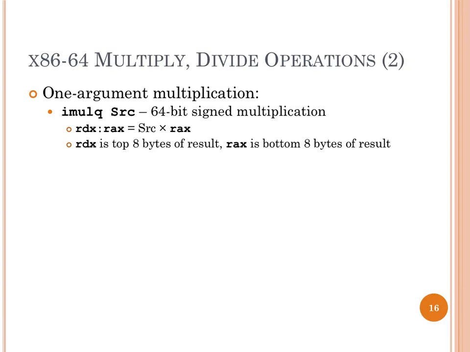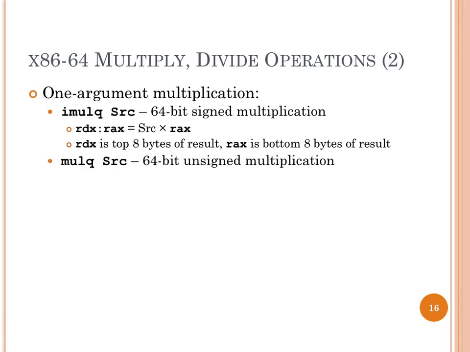There's also the 1-argument multiplication, which is actually able to generate a 128-bit value, if that's what you need. So source times whatever's already in RAX ends up going into RDX, RAX. Okay? Now we have this weird thing that I wrote here, RDX : RAX. You see this a lot in documentation. What it means is you take the two registers' contents, concatenate it together, and that's your answer. So RDX is the top 8 bytes of it, and RAX holds the low 8 bytes of it. Okay? Yeehaw! How fun is that?